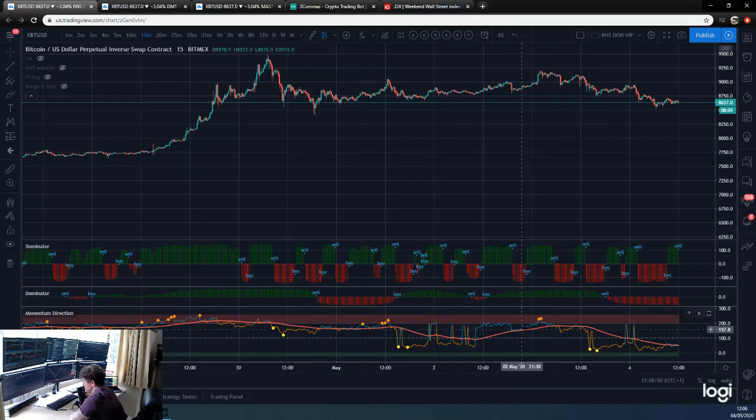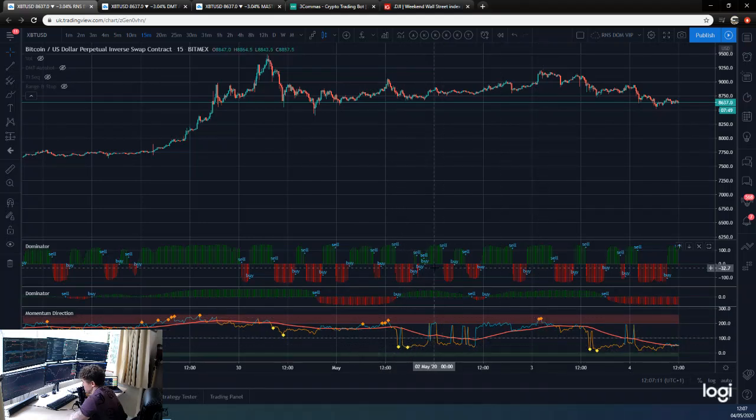And then when you get these extremes, these diamonds will form, showing potential lows or highs in the shorter term. So you can see we've got one there and one there. We've got some highs here and highs here, some lows.